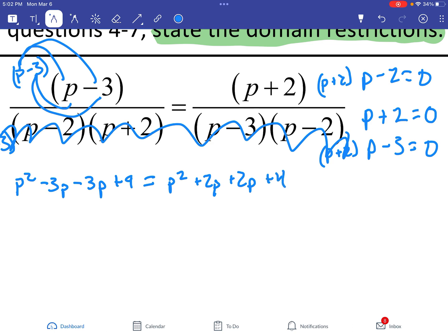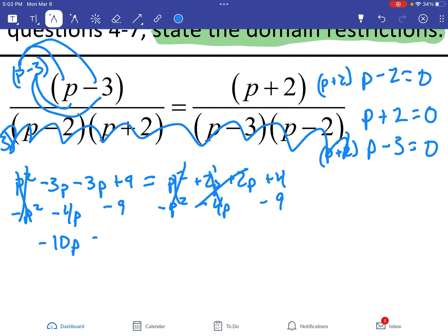Okay. So what we're going to do is I'm going to put all the p values to the left. So I'm going to subtract p squared and subtract 4p because 2p and 2p gives me 4p. So minus p squared over here, minus 4p over there. All this stuff will go away. I'll be left with, on the left side, the p squareds will go away over there. Negative 3 minus 4 gives you negative 10p. I'm also going to take this 9 and subtract the 9 to the other side, which gives me negative 5. 4 minus 9 is negative 5.